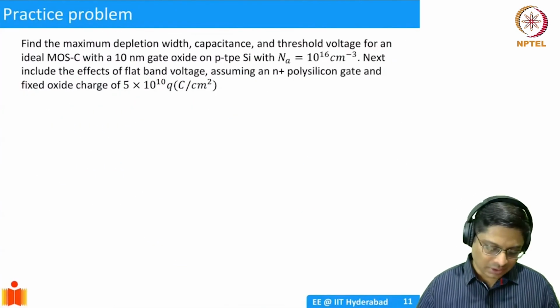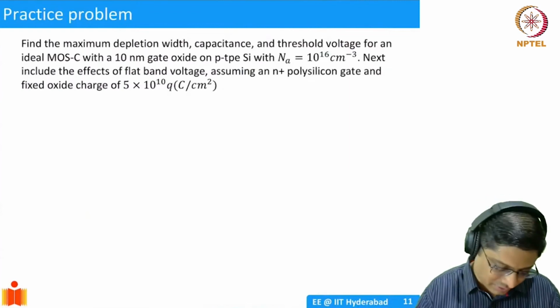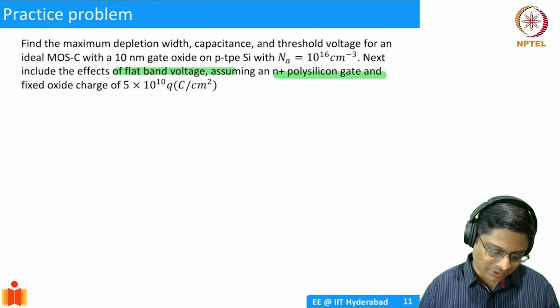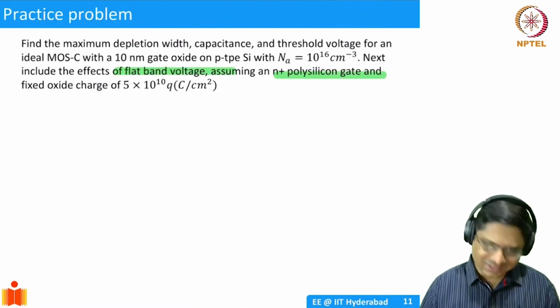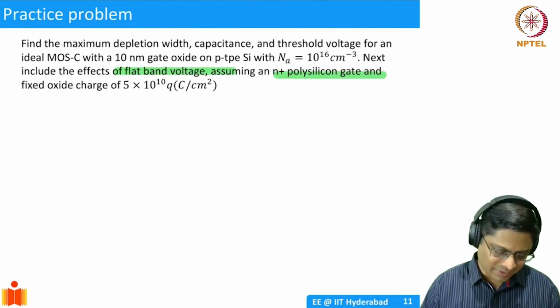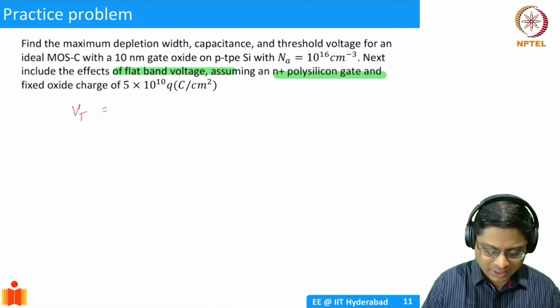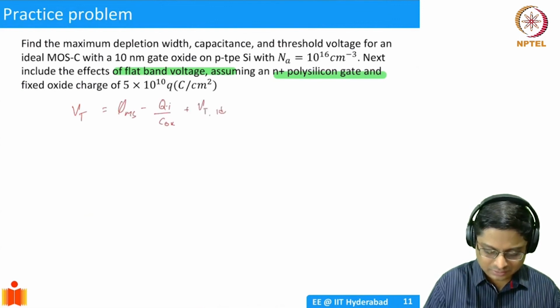All right. So the last part of the question was basically: calculate the flat band voltage, assuming an N plus polysilicon gate and fixed oxide charge. I have done this just a couple of videos back, but let me quickly recap. So what is VT then? VT is going to be phi ms minus interface charge divided by Cox plus VT ideal.